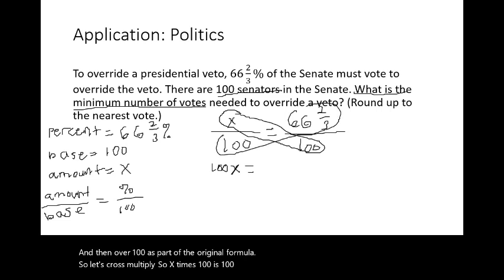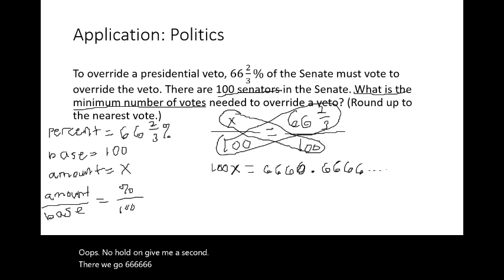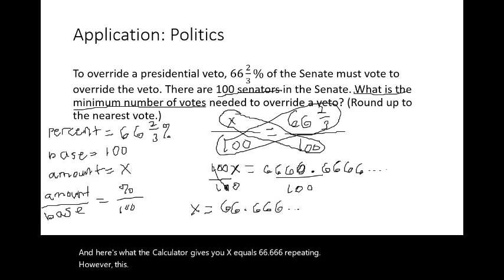Equals 100 times 66 2/3 is, 6,666.6666, and repeating. Then we're going to divide both sides by 100, and here's what the calculator gives you. The calculator gives you x equals 66.666 repeating. However, this is the number of votes that are needed.